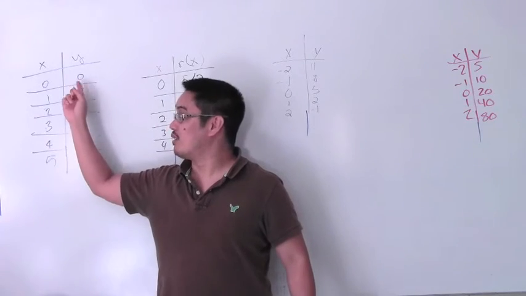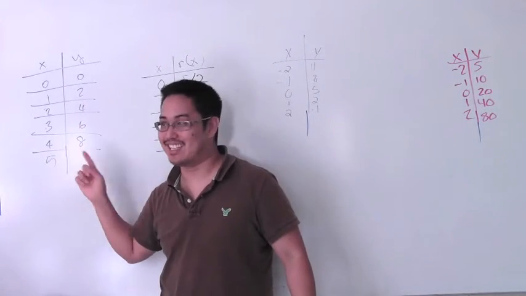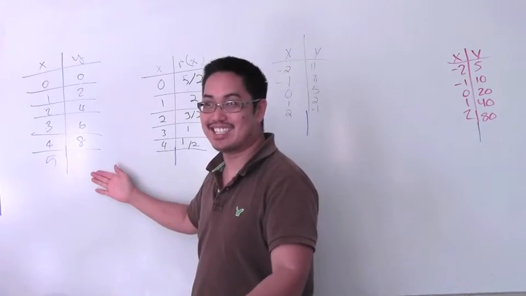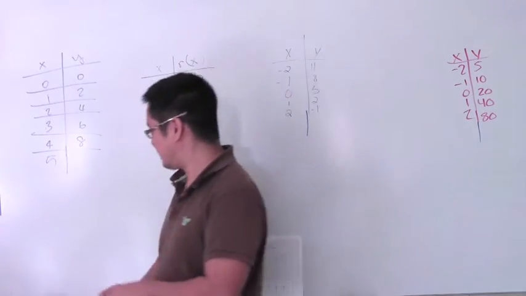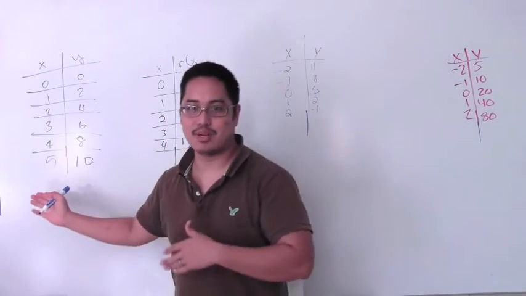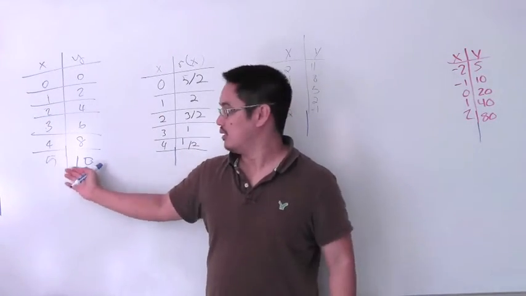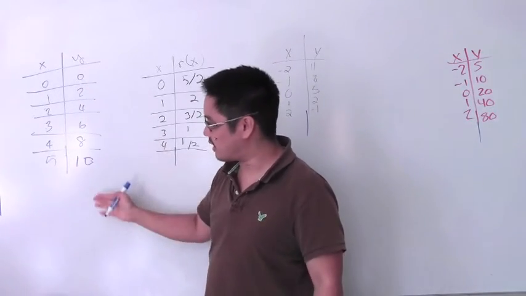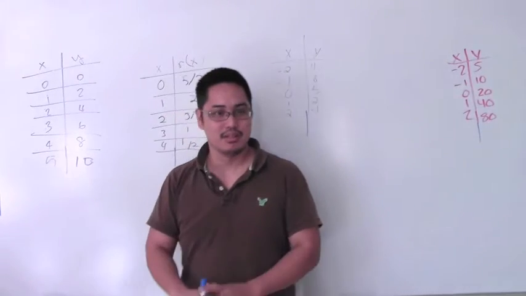Ready? 0, 2, 4, 6, 8. 10. It's 10. The next one, how'd you get that? It's going by 2. So you just added 2 to get the next one. You can continue this pattern.